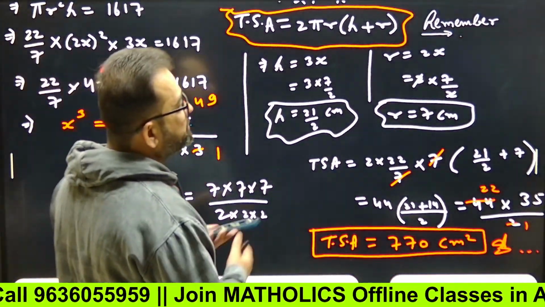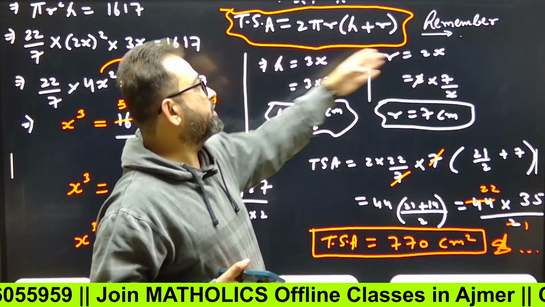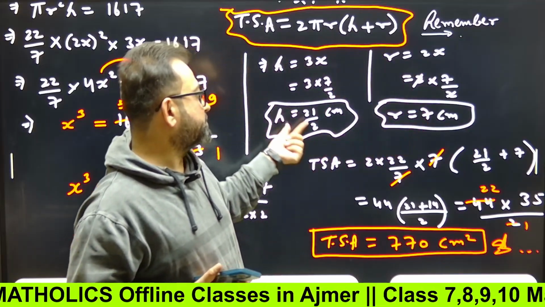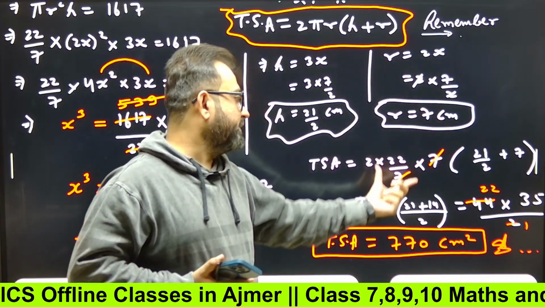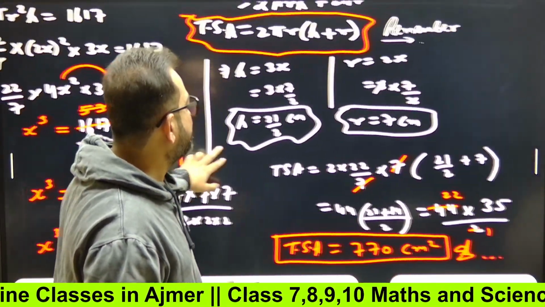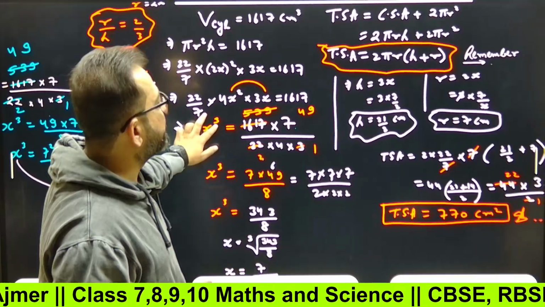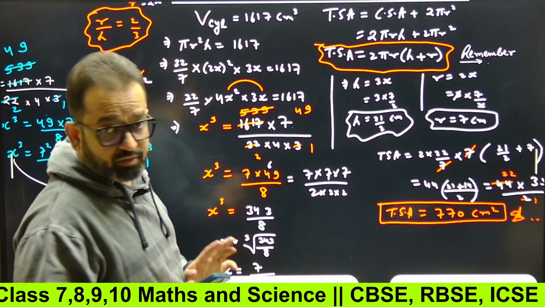But for that you must know the value of r and h. r was 2x, h was 3x. Just put the value of x and get the value. It is 21 by 2, it is 7. Now put the values, calculate and get the answer. I am giving you 10 minutes to copy this, because this question is a big, good question.